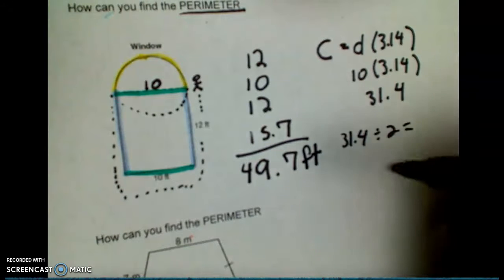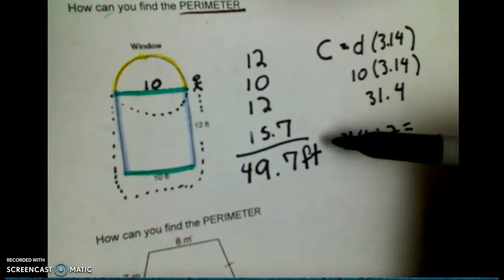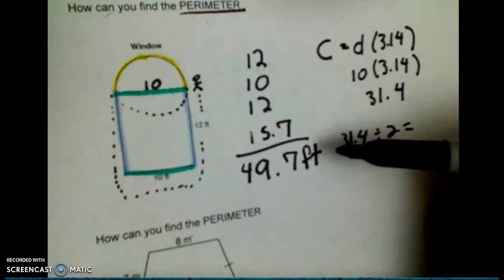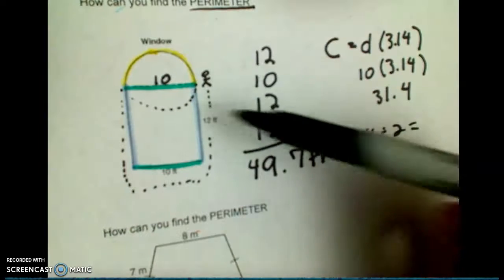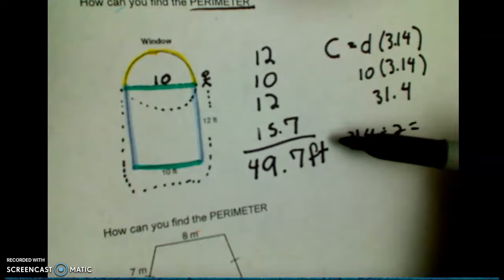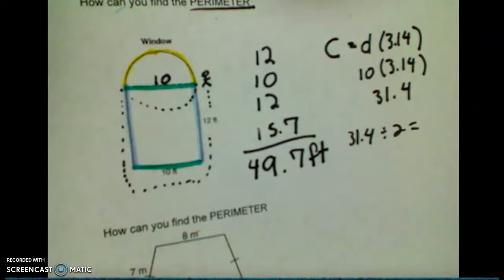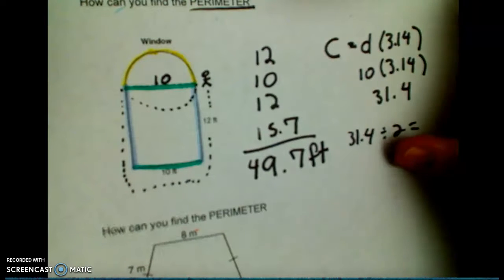Aha! And this is feet, not squared, because when we talk about perimeter and circumference, it is one dimension. It is a straight line walking around. So we do not square it. Okay, that was fun. Let's try another one.